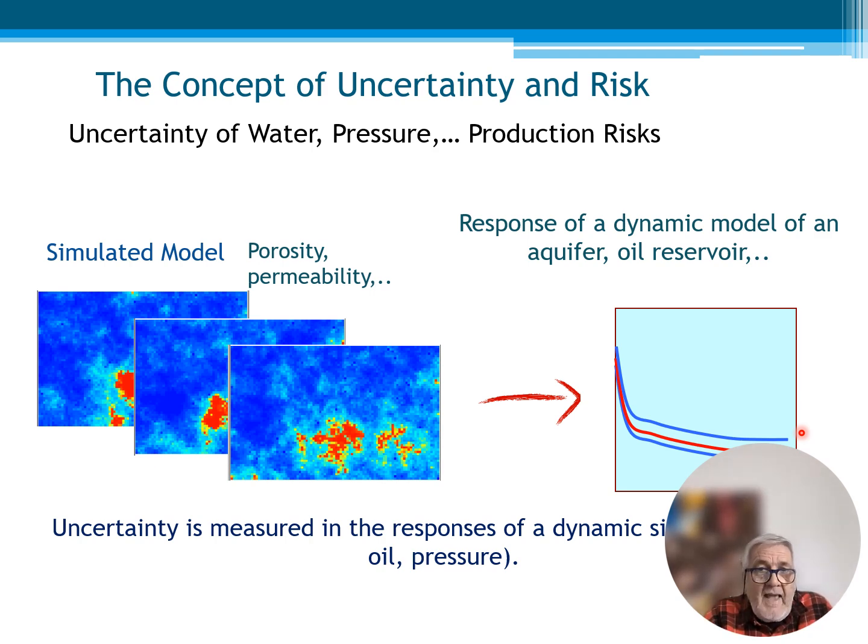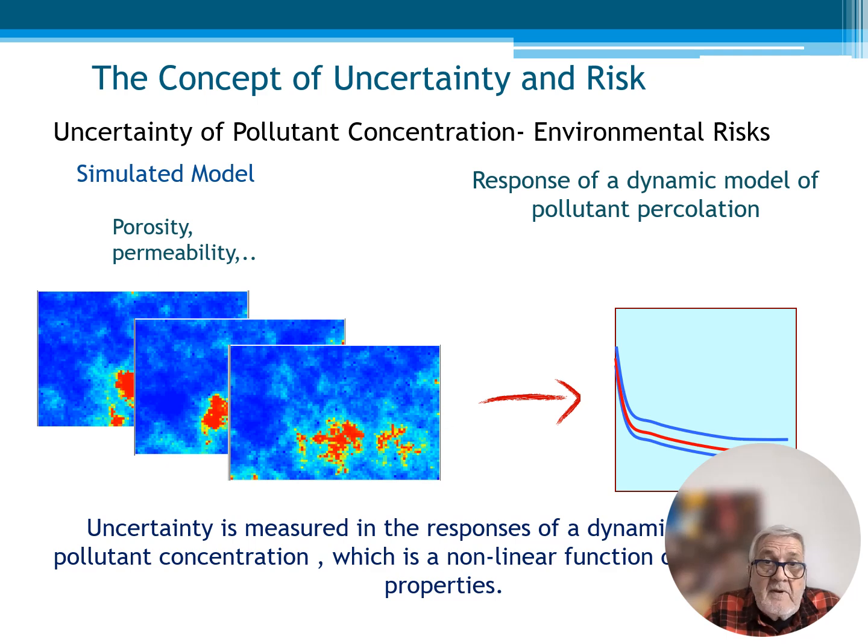The uncertainty now can be measured not only on those models of the properties, but in the time response of a flow, or pressure, and so on. The same, for example, for a pollutant. We can apply this to pollutant concentration for environmental risk. You characterize the models of porosity and permeability, and run the dynamic simulation, which is, for example, the percolation of a given contamination through the soil, and you obtain the time responses of the dynamic evolution of this pollutant. And you can measure the uncertainty and risk in all time periods.